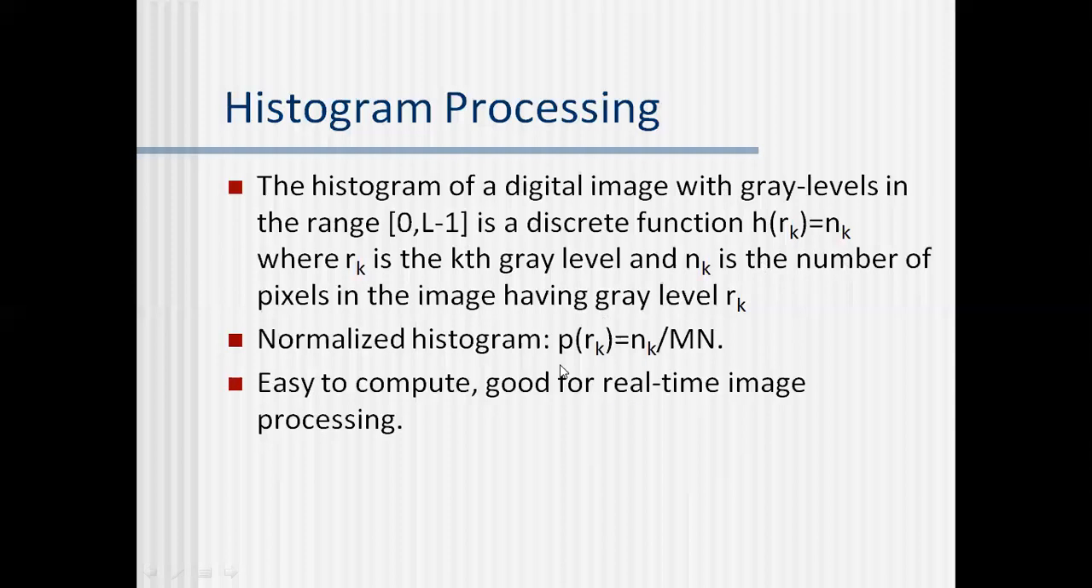Now, to normalize the histogram, we take the probability of rk. Here rk is the kth gray level, and the probability of rk is equal to nk by mn. Here m is the number of pixels in a row and n is the number of pixels in a column. Or in place of mn, we can simply indicate small n, where n is the total number of pixels in the image. So m into n is the total number of pixels in the image, whereas nk is the number of kth gray level pixels, the input pixels with the kth gray level.